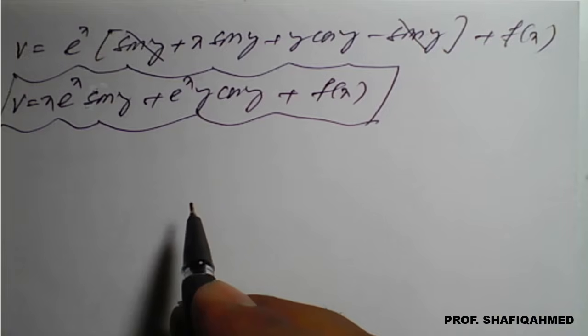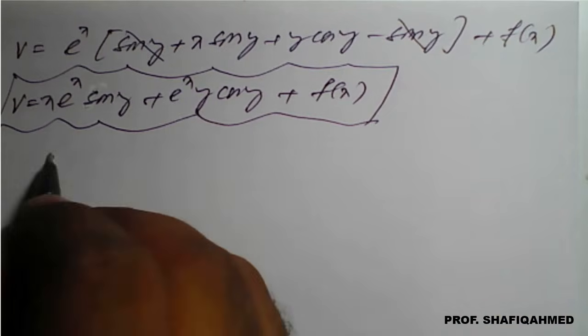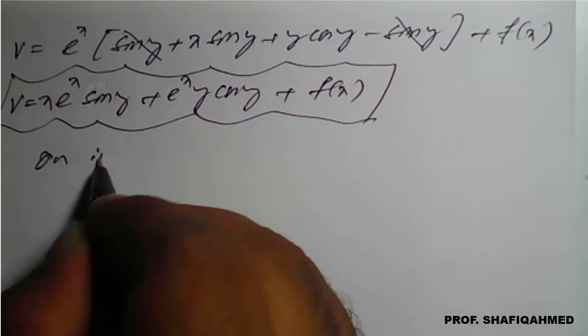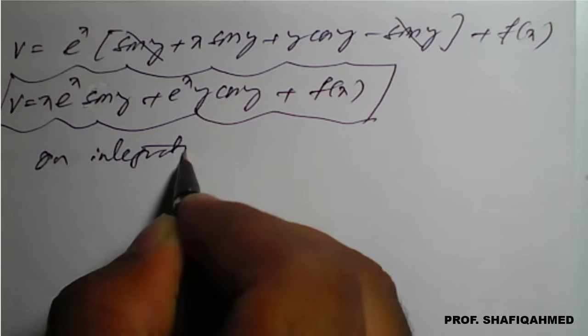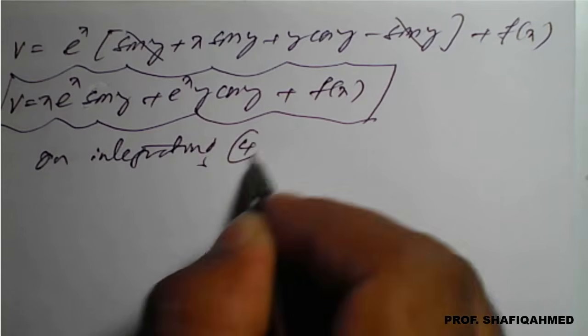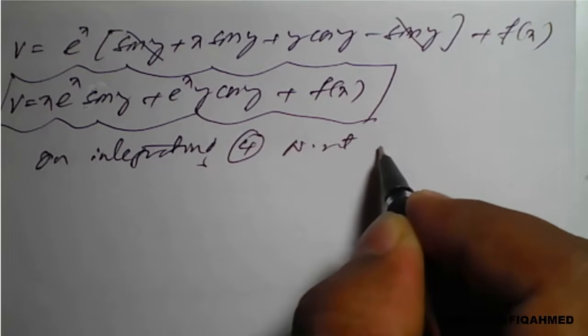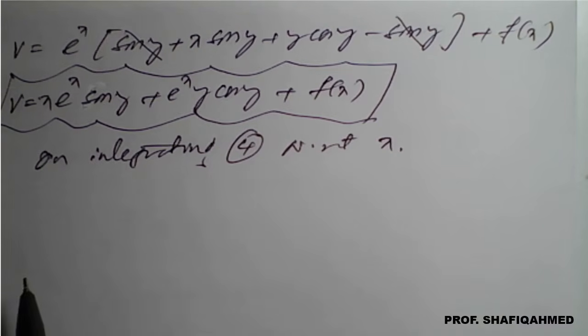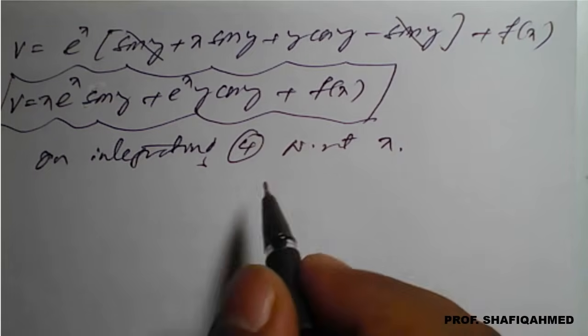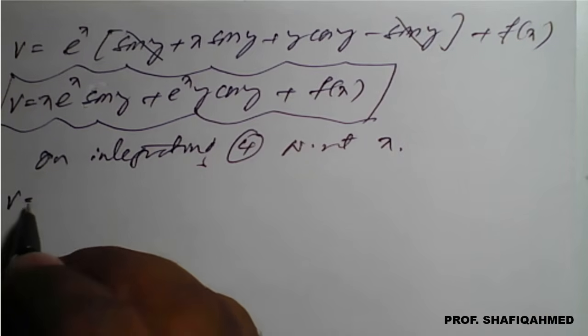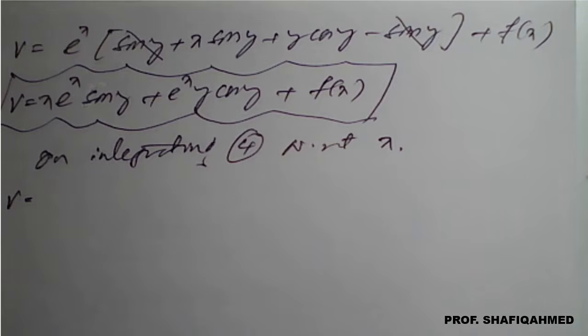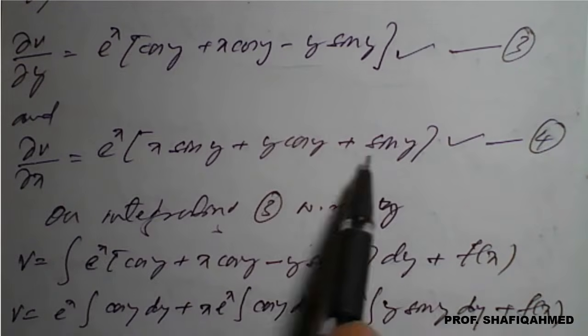So now similarly we have to go for equation 4 and we have to go for integration. So on integration, on integrating 4 with respect to x there. So if you integrate with respect to x, we'll get what here. So v is equal to, so what equation 4, I will show now. So this is our equation number 4.